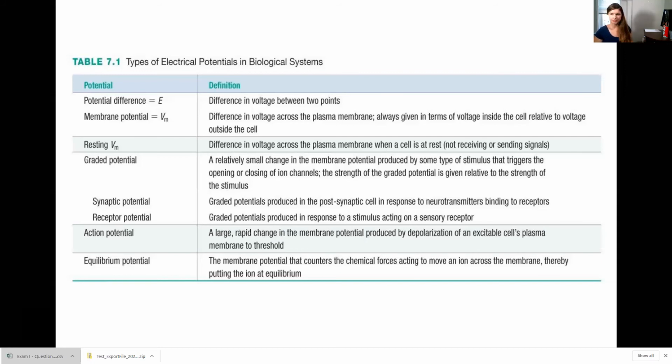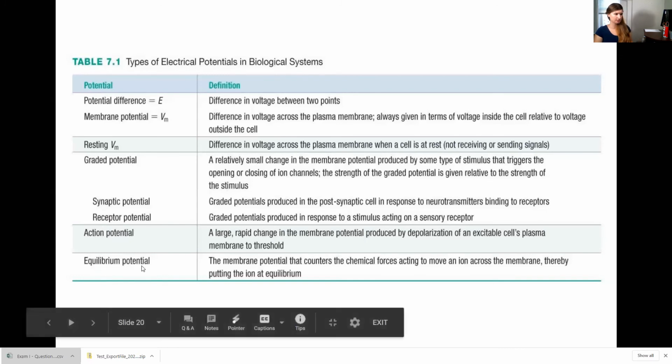Our membrane potential is talking specifically about the voltage across the plasma membrane. So we could have a potential difference like here versus here, but our membrane potential is just on either side of the membrane. We're always giving the voltage inside the cell relative to the outside of the cell. Our resting membrane potential is just when the cell is not sending or receiving signals, it's hanging out at some membrane potential. For neurons, it's hanging out at -70. We'll go through what graded potentials and action potentials are in future lectures.